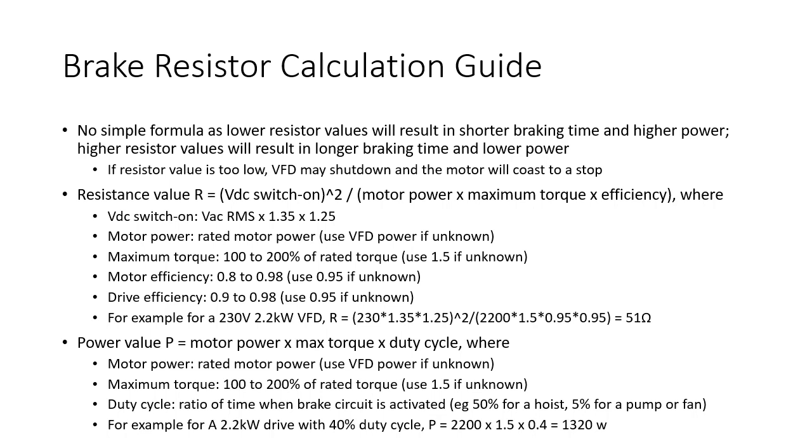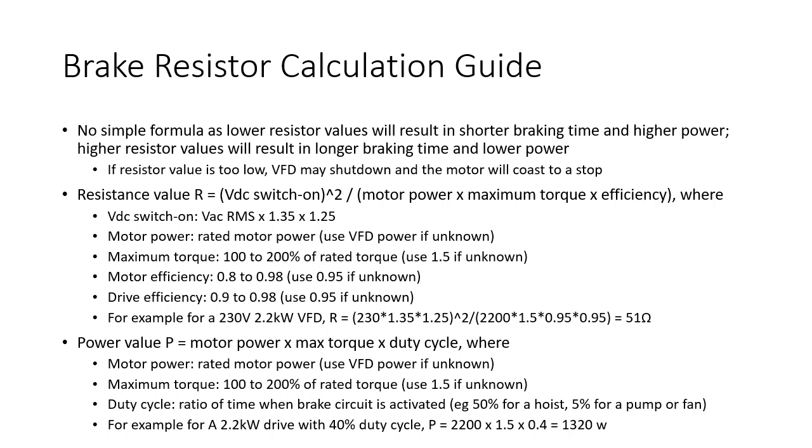If you've got something like a pump or a fan that's running continuously, then the duty cycle might be a lot shorter, and you could select, say, 5%. So for example, we've got a 2.2 kilowatt drive, same as before. It's got a 40% duty cycle. We know the power is 2,200, that's 2.2 kilowatts. We estimate 1.5 for the maximum torque. We know the duty cycle, 40%. So doing that calculation, your resistor needs to be 1,320 watts. And that's a pretty chunky resistor, but for this application, that's what you'd use.